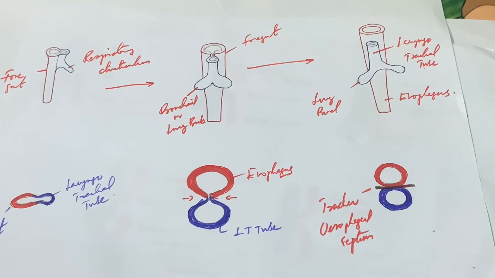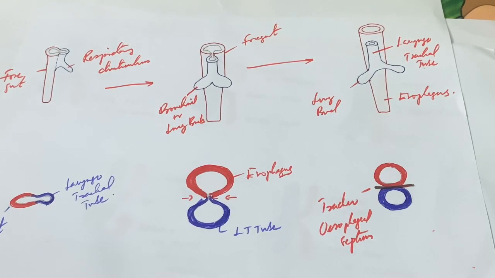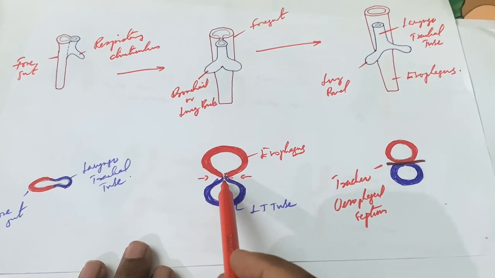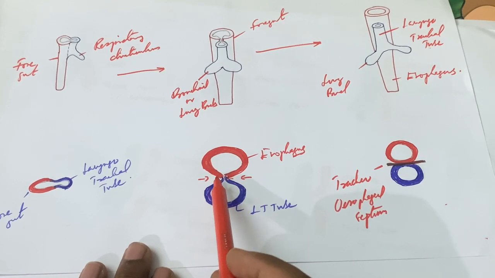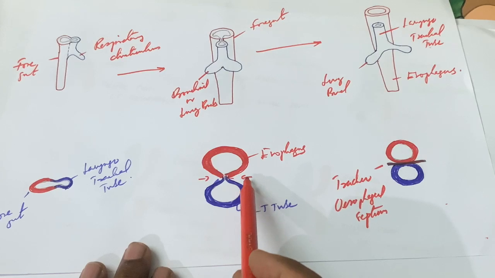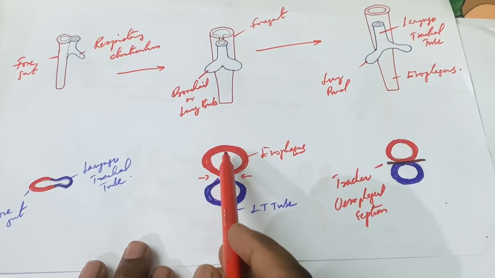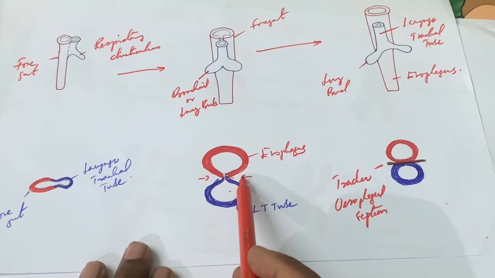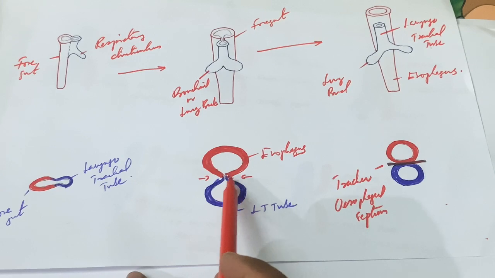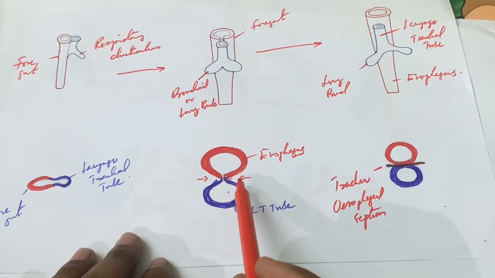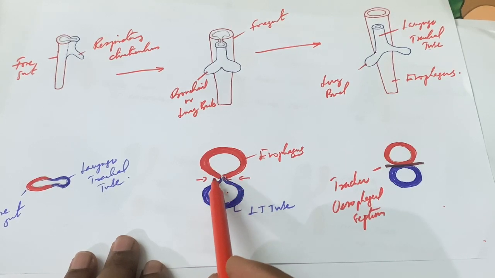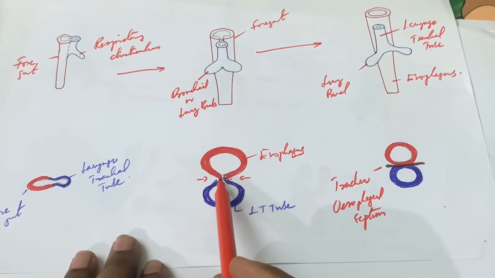Next, at the caudal part of the respiratory diverticulum, if you see here, there is a compression. Two lateral folds, known as the tracheoesophageal folds, form. This is the trachea, this is the esophagus. Between these two tubes, the tracheoesophageal folds grow medially and fuse to form a septum, which is called the tracheoesophageal septum.